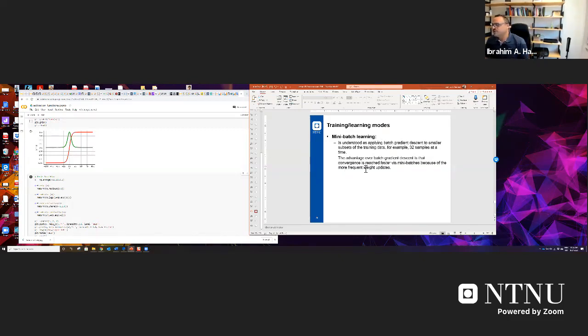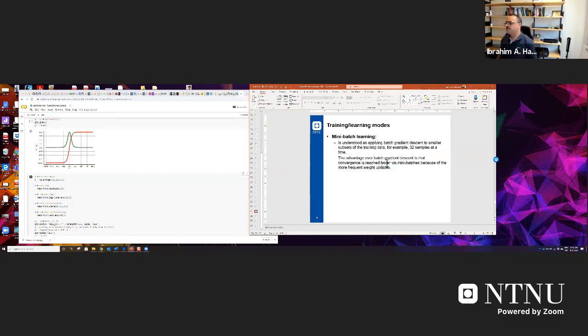The advantage over batch gradient descent is that convergence is reached faster by mini batches because of the more frequent updates. In this case, we will update more frequently, because if I have 100 data points and I divide them into 5 batches, each batch is 20. So we will multiply the number of updates by 5, the number of batches. So the number of updates in mini batch learning is much more than in batch learning.